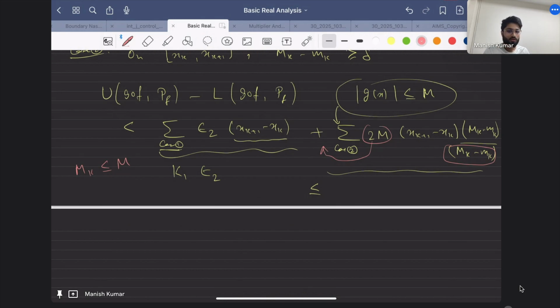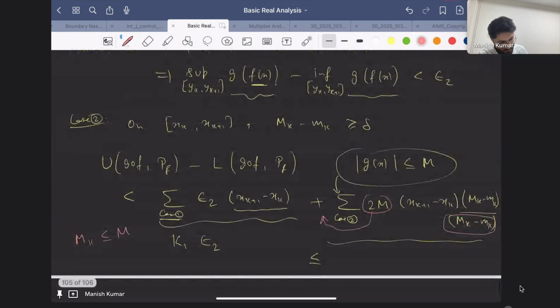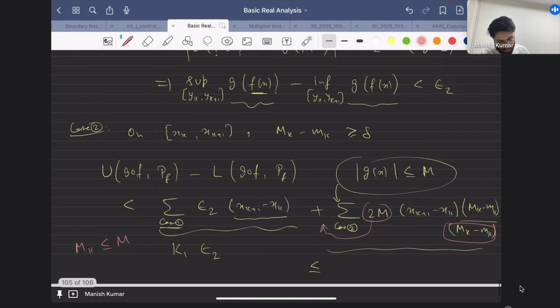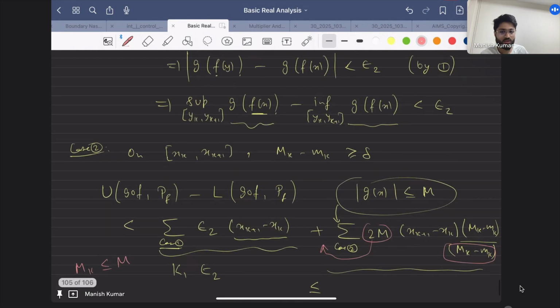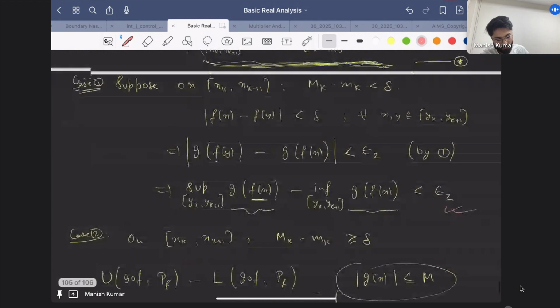But what one can do is, sir, but 2M you have replaced for g(x), no sir? This I have replaced for g(x). Now, let me explain what I have done. I have split it into two parts. One part, just as in the earlier function, I have used this fact, where this is small. So I can use this, right? So I have this fact.